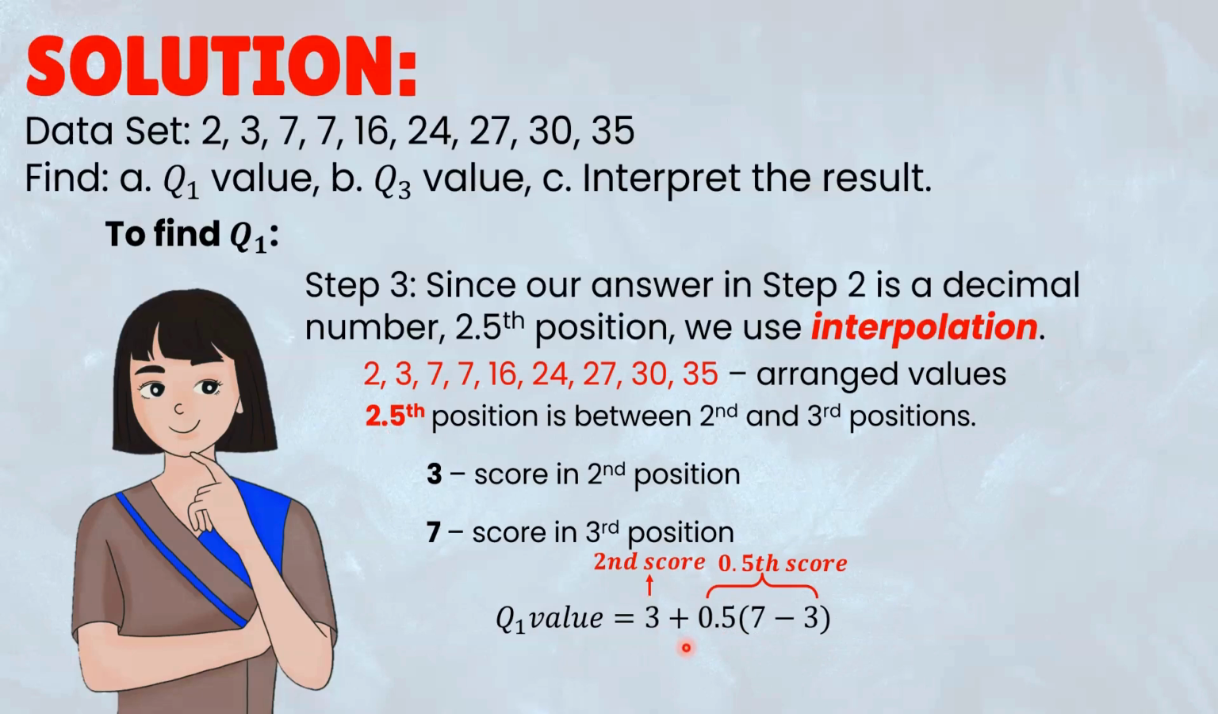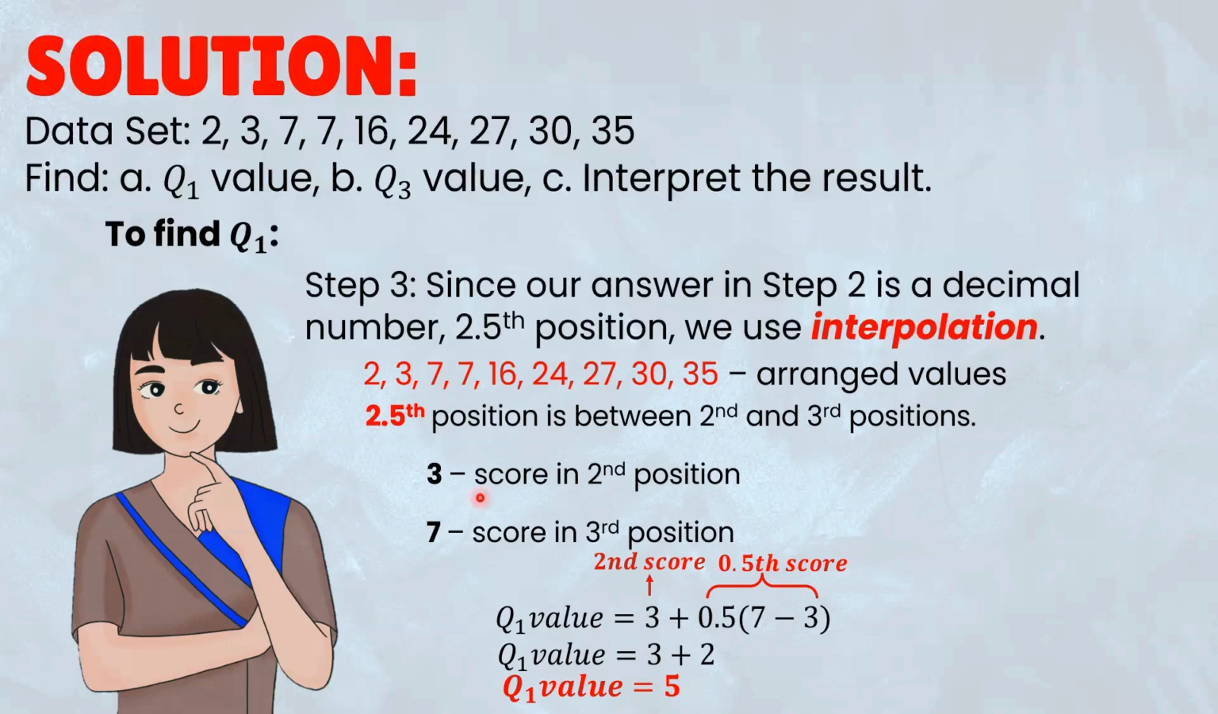We perform the process. We copy 3 plus 7 minus 3 is 4, and 4 times 0.5 gives us 2. So 3 plus 2 is 5. So our Q1 value then is equal to 5.